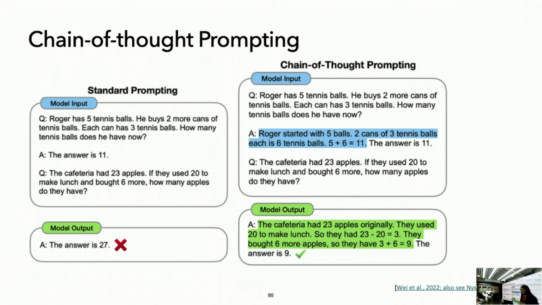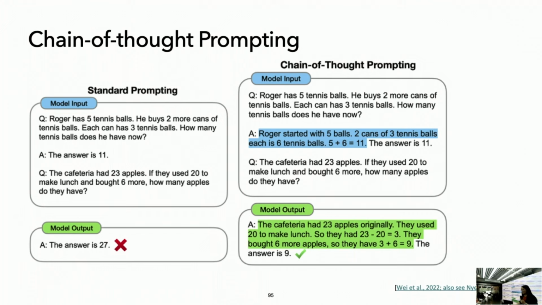On the left, you have a standard prompting where you give a question, you have an answer, and then you give another question, you want an answer, but then the answer is wrong. So in chain of thought prompting, instead of providing examples of question and answer, we are going to tell the model, hey, this is a question, but in order to get the answer, we need to think about how to get it. Because right now, Roger started with 5 balls, 2 cans of 3 tennis balls, each is 6 tennis balls, 5 plus 6 equals 11. So the answer is 11.